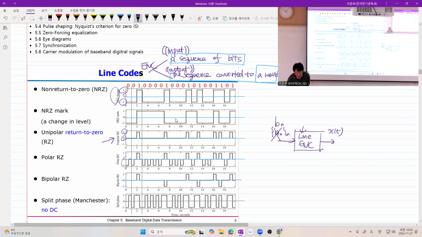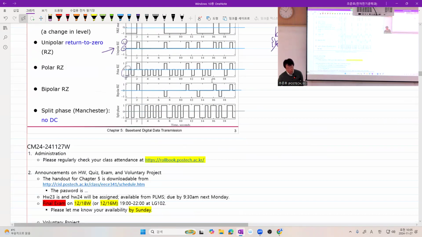You may convert this one to -1 times some pulse. Could you turn it off? So anyway, what I want to say is this one.